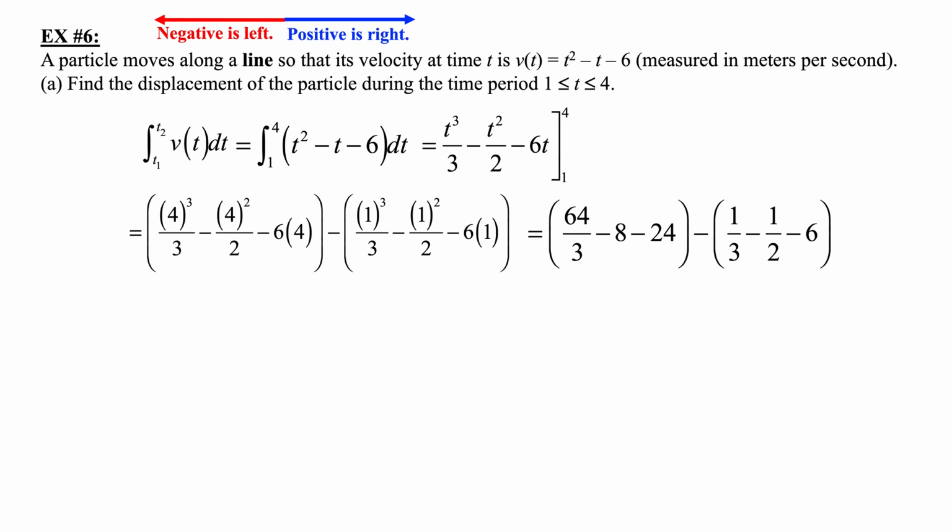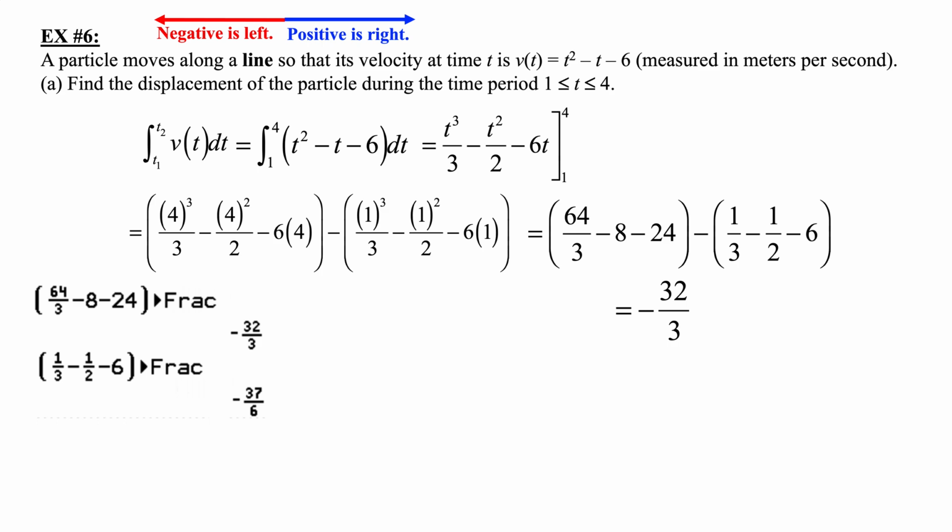So we're going to get 64, 4 to the third is 64 over 3, minus 16 over 2, which is minus 8, minus 24. Minus, our next value would be 1/3 minus 1/2 minus 6. So crunching the numbers, we get negative 32 over 3 for the first evaluation at t equals 4. For t equals 1, we plug that all in, we get negative 37 over 6. But minus a negative makes that a plus, so we get a total of negative 9 over 2.